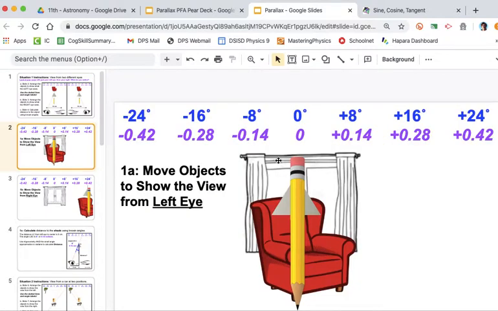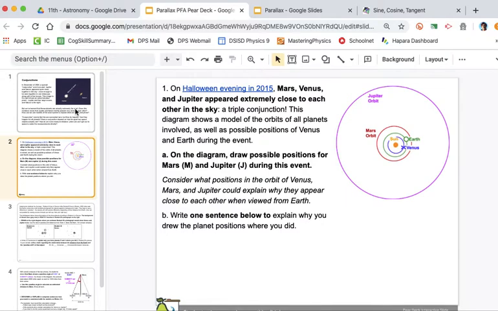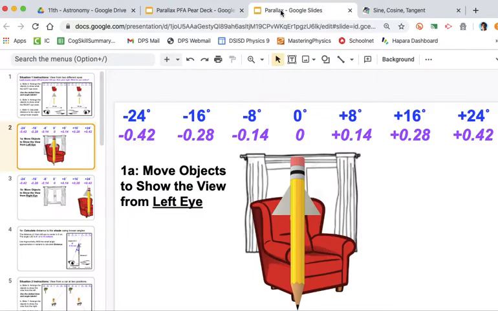Now, if you were looking in the center, that is, if your eye was in the middle, this is what you would see. All three of these objects are basically on top of each other. In the case of planets, they don't necessarily have to be exactly on top of each other, just really close. But if we move our head to the left, or look at it with our left eye when our nose is in the center, we're going to see these objects shift.